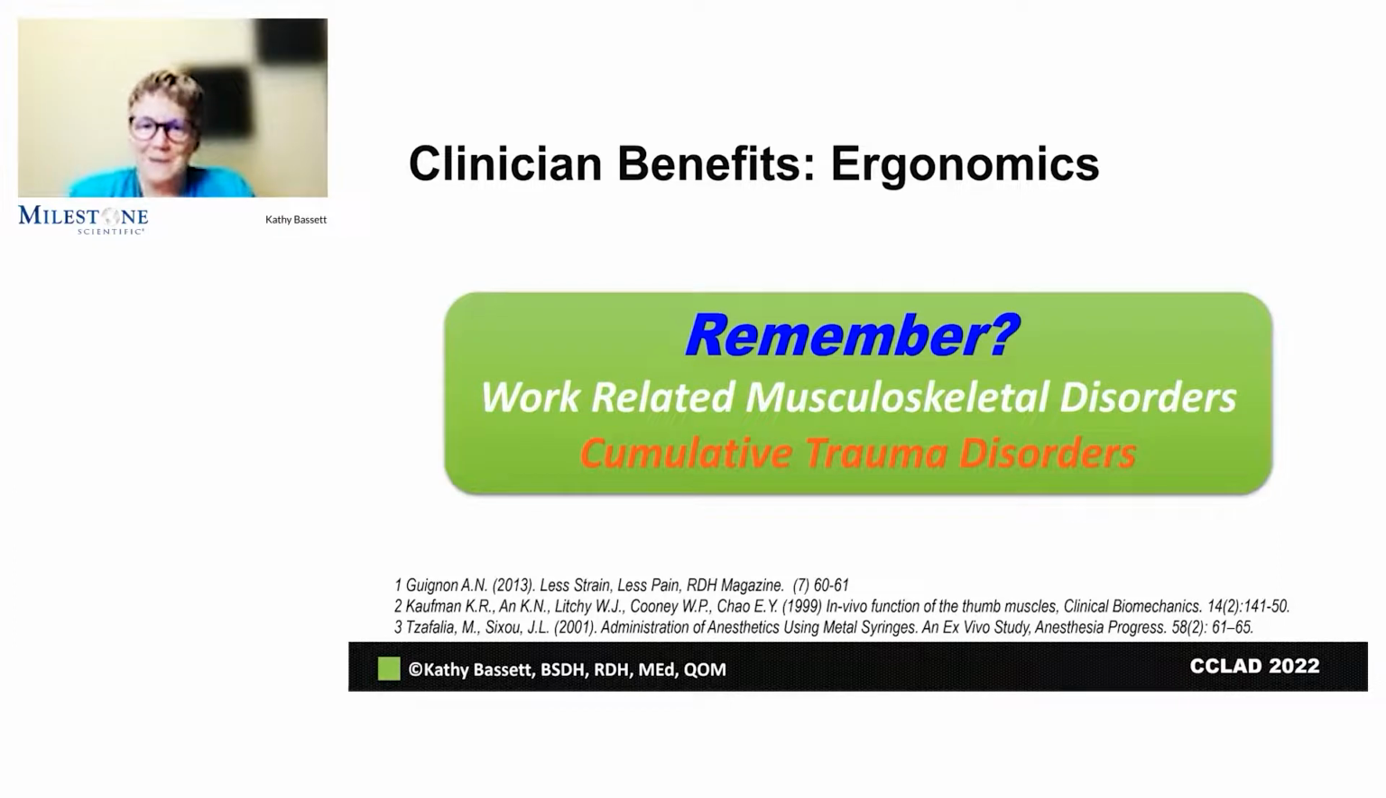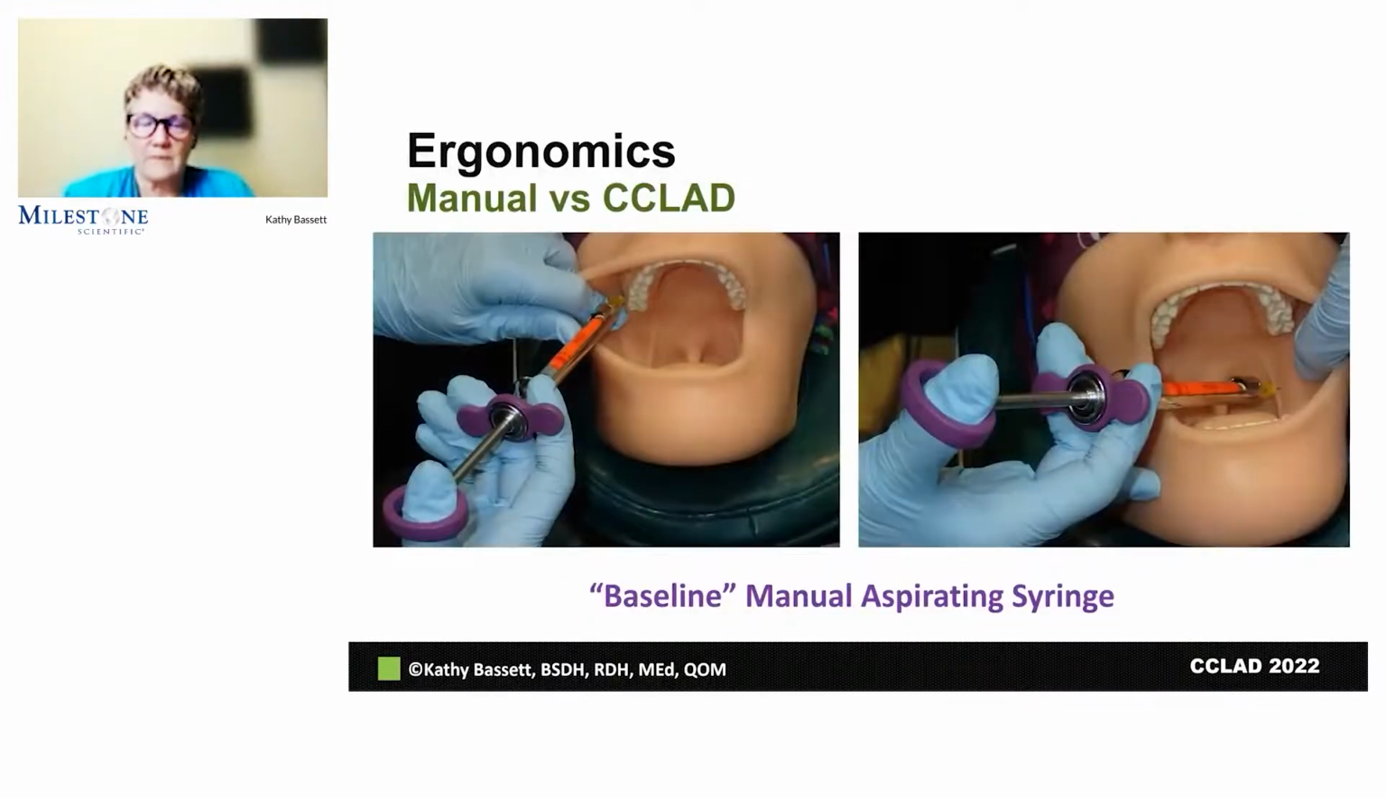So dial back a little bit. Remember that phrase, work-related musculoskeletal disorders, also known as cumulative trauma disorders. So let's contrast these devices side by side. So first, here's the manual. This is actually my hand. I wear a small to extra small glove, and you can see the balance of the syringe. But in the picture on the right in particular, look at how I'm having to hyperextend my thumb to just get balance, to get to site on the IA, and I haven't even aspirated yet.